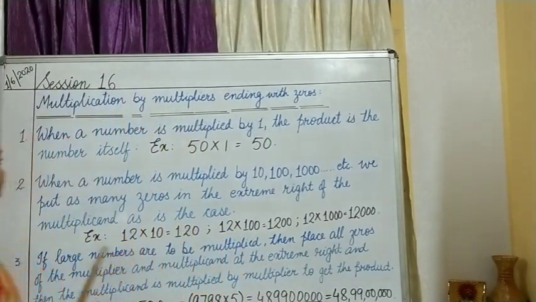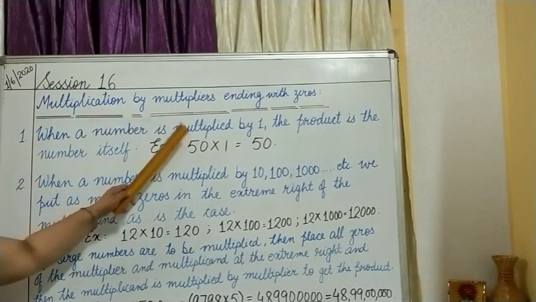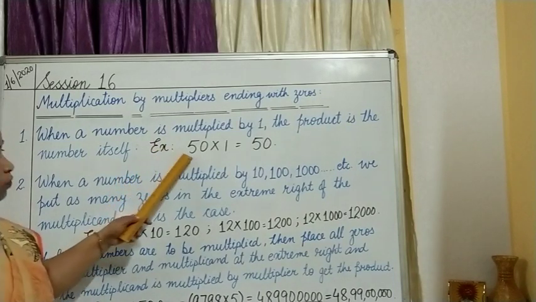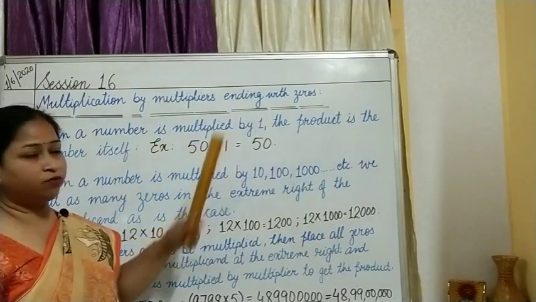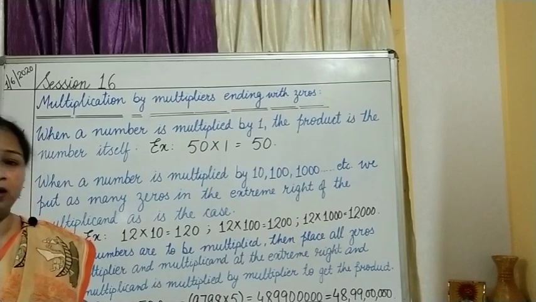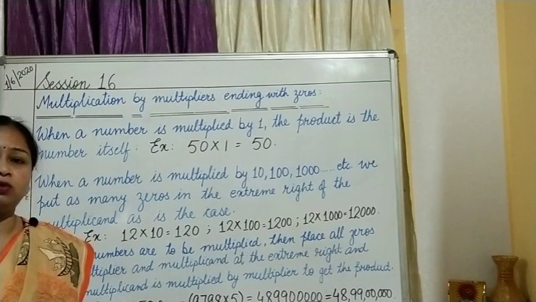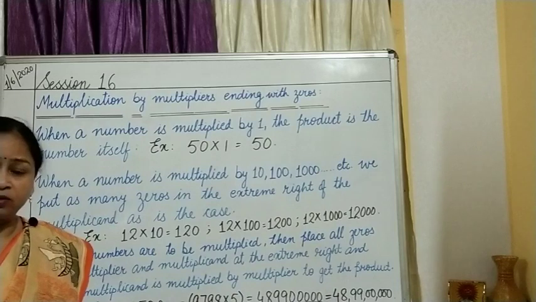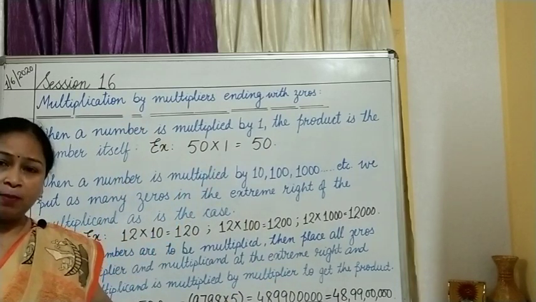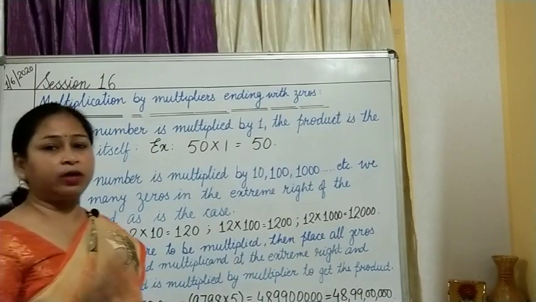Okay, look here. The first one is, when a number is multiplied by 1, the product is the number itself. We have learned this in the basic properties. So for example, if you take 50 multiplied by 1, you will get 50. Children, you can take 100 multiplied by 1, or 1 lakh multiplied by 1. You can take 9999 multiplied by 1, and you get the same number, as the property says that if a number is multiplied by 1, you get the same number.